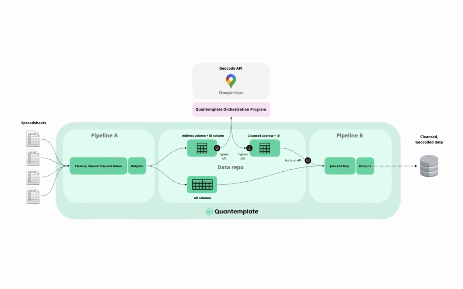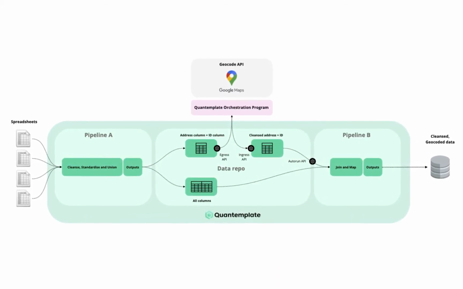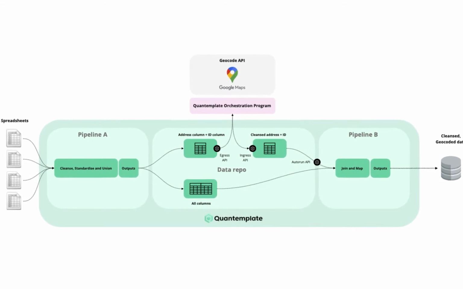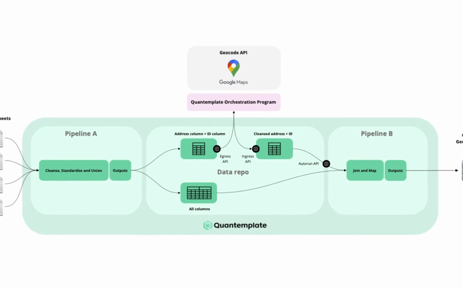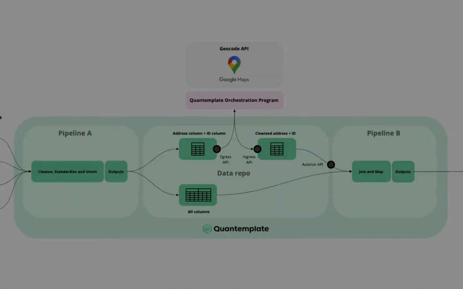Hi, in this video example we will showcase an automated workflow that involves chaining together two pipeline executions while bringing supplementary data from the Google Maps Geocoding API.